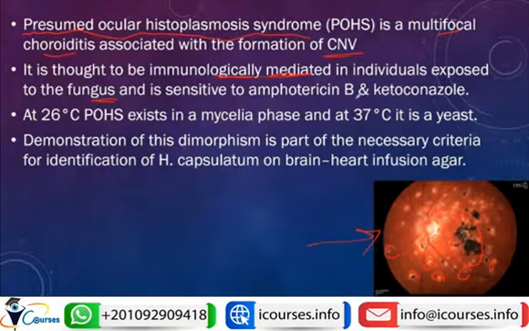It is sensitive to amphotericin B and ketoconazole, and as we said, it is a dimorphic fungus, so at 26 degrees it is present in the mycelial or filamentous form, and if we increase the temperature to 37, it is present in the yeast form. So this is one of the diagnostic features of ocular histoplasmosis, and also it can be cultured on the brain-heart infusion agar.